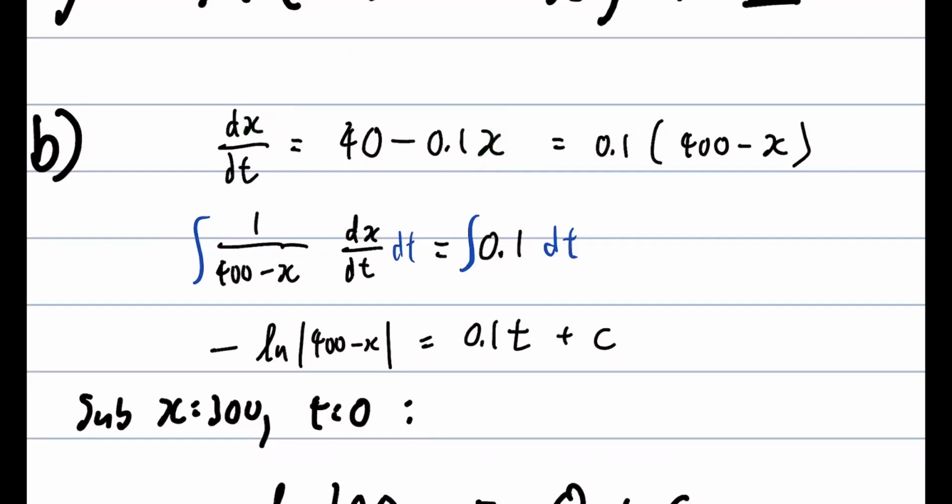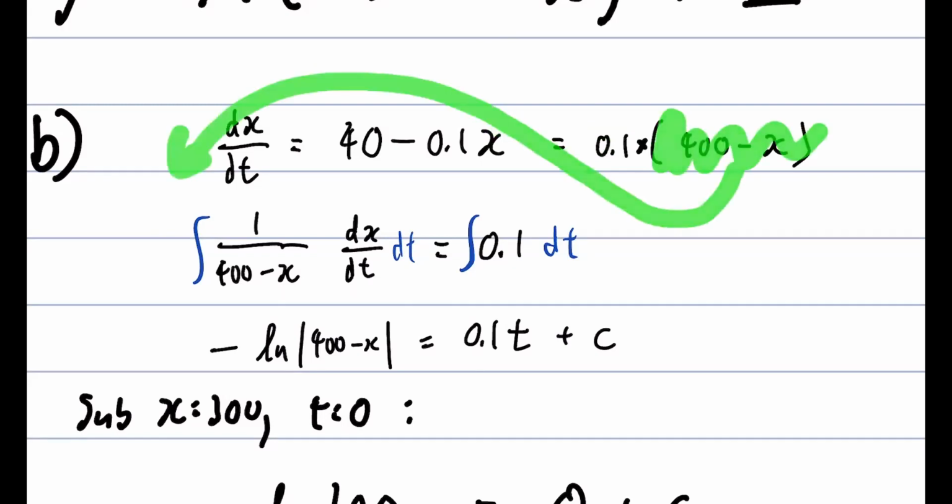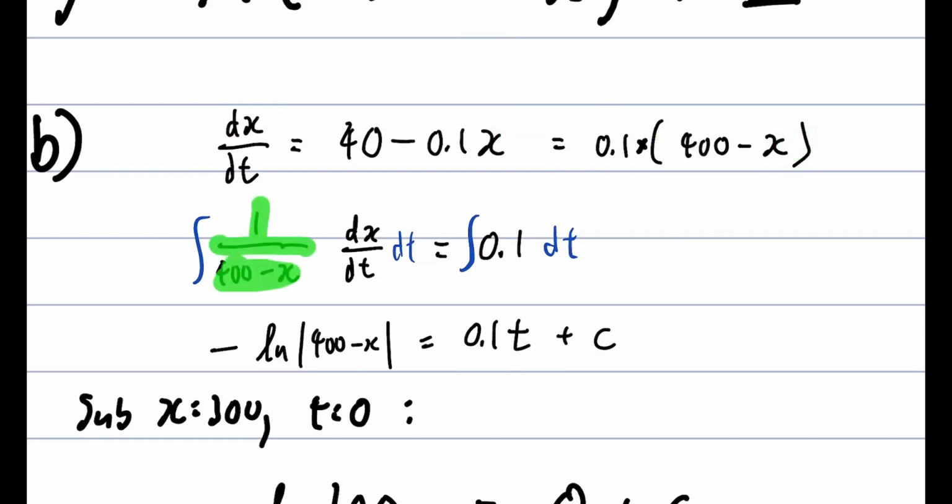So here I did a trick. I factored out a 0.1 to make my life slightly easier. Factoring out 0.1 is the same as 1 over 10. So 40 becomes 400. Yeah, 0.1 times 400 is 40. And then factoring out the 0.1, I get minus 1x. So just minus x. Then I leave the 0.1 alone. 0.1 is multiplied by this 400 minus x. Then I divide the 400 minus x over. I'm left with 1 over 400 minus x times dx by dt equals 0.1.